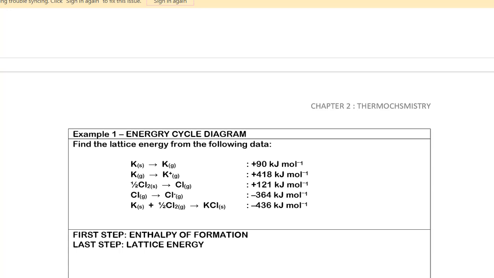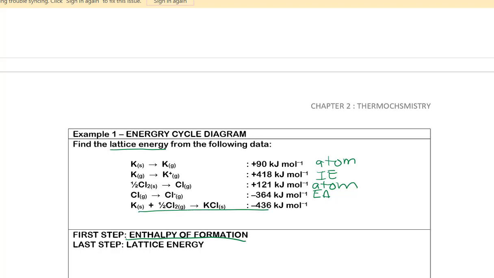Example 1 for energy cycle diagram. Find the lattice energy for the following data. So these are the data given to find lattice energy. So first step, you need to write down or you need to find enthalpy formation. Okay, so this one is atomization for K. This one is ionization. This one is atomization for Cl. This one is electron affinity. So this one is formation.